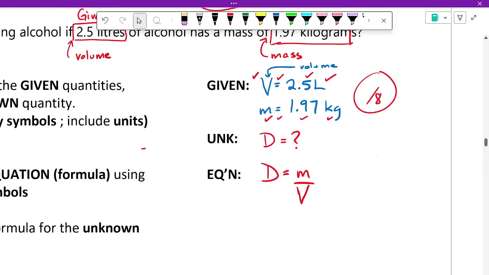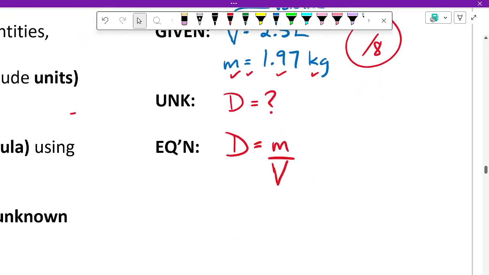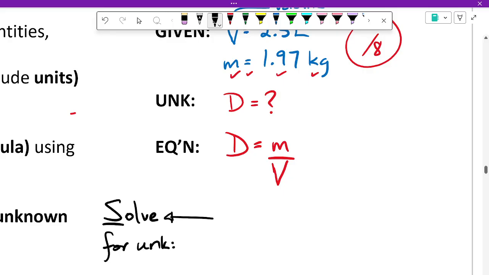So that was G, U, and E. What does the first S stand for? Solve. And we're solving for the unknown, which means that we need to get it by itself and on the left. Is D by itself and on the left? Yes. So this is already done.